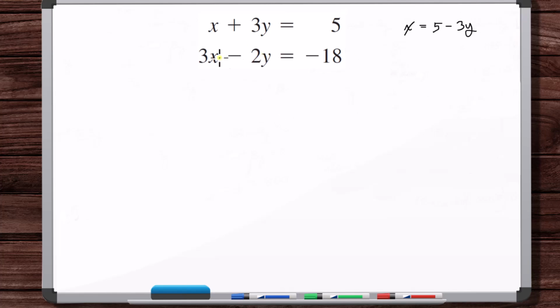So let's do substitution here. Why not? I guess that's a good way to approach it. If you've got a coefficient of 1 on one of the variables, use substitution. I guess that seems logical. So okay, now we substitute for x. Here we plug in. All right, and now we've got a linear equation in one variable. So let's distribute that 3.